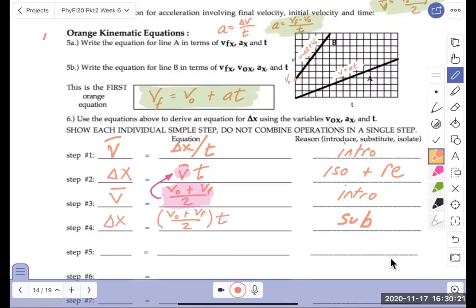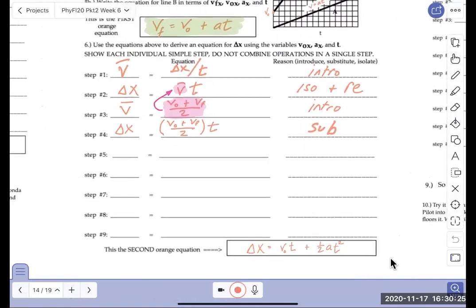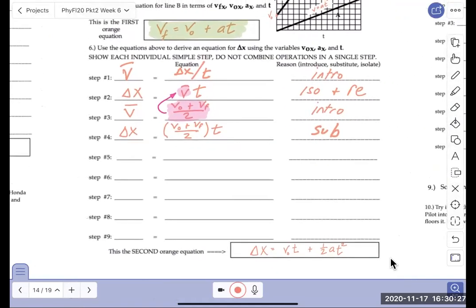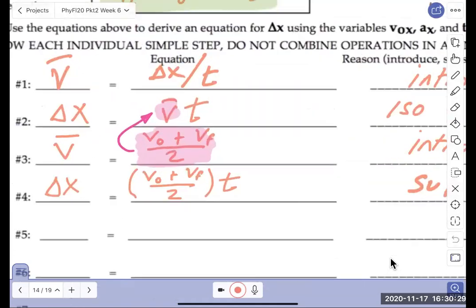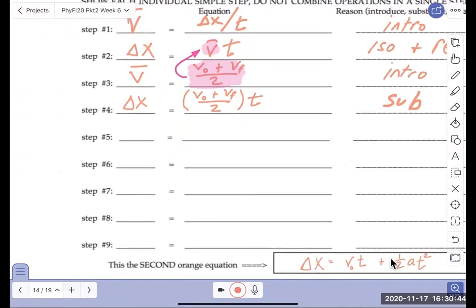So now delta x's party is starting to shape up. He finally got rid of that boring old V bar, but daggone it, every time V naught shows up to a party, his cousin shows up and is going to ruin the whole thing, the cops are going to be called, going to get into a fight. So we've got to get rid of V final.